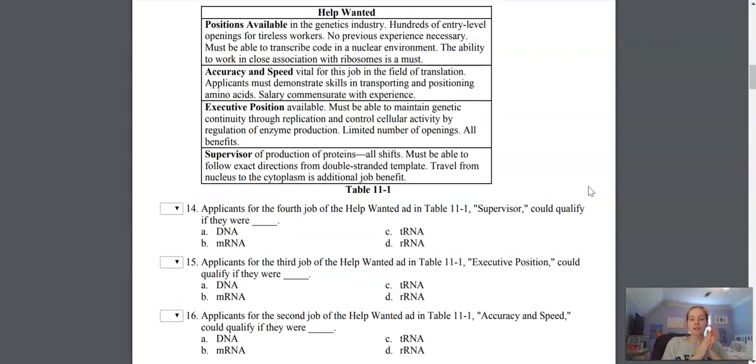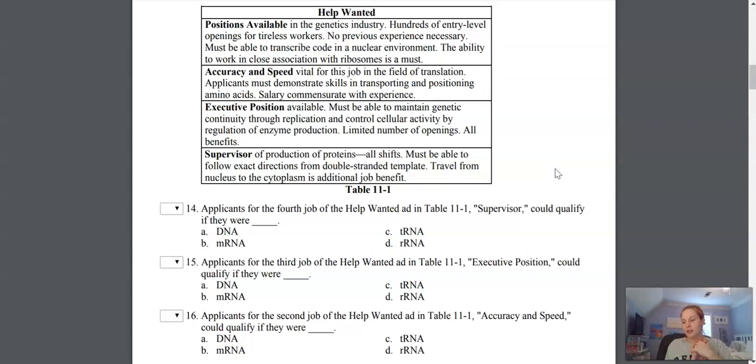So 14, applicants for the 4th job of the help wanted ad in table 11.1. So it's this supervisor one right here. Must be able to follow exact directions from double-stranded template. That double-stranded template eliminates RNA because RNA is single-stranded. So that's telling you directions from DNA because DNA is double-stranded, RNA is single-stranded. Travel from nucleus to the cytoplasm. And you know it's not DNA because DNA can't leave the nucleus.